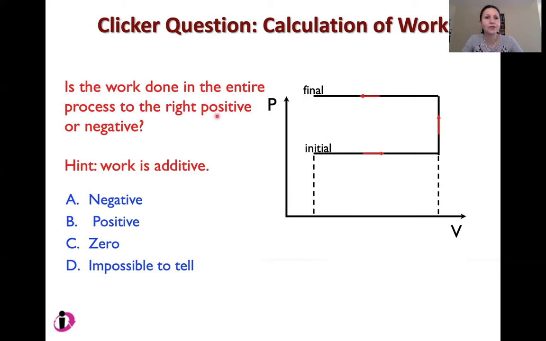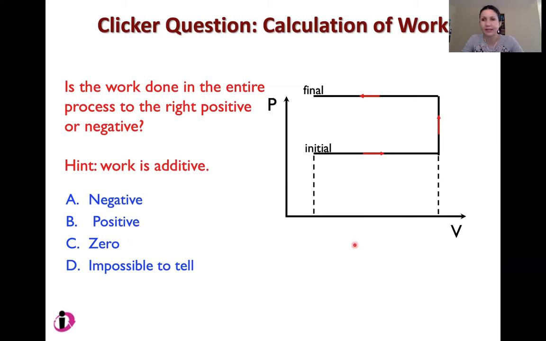So the question for you here is: is the work done in the entire process positive, negative, zero, or is there just not enough information? Think about the whole process, so the total work. The hint here is work is additive, so you could think about these individual steps and just add up all the work. What's the work here, here, and there? Think about the signs. Go back to the previous slide, the definition of work.